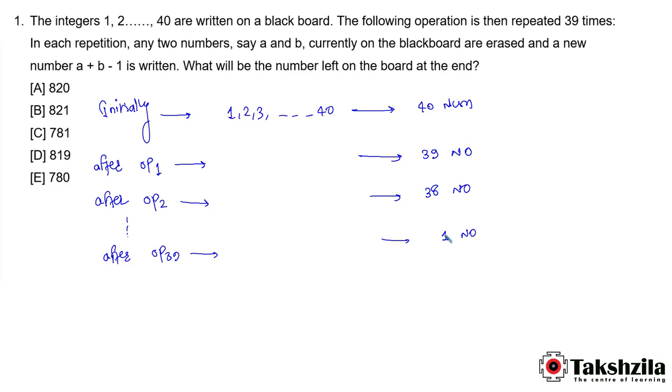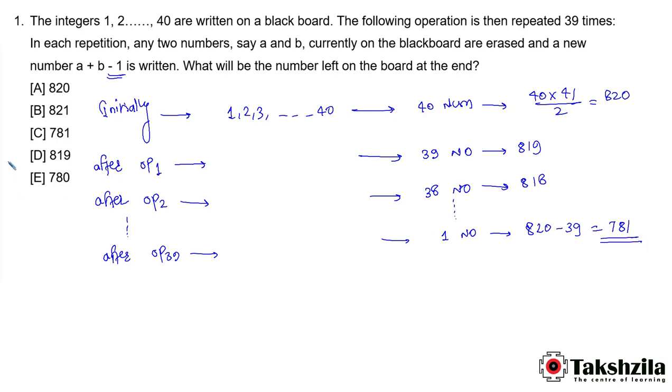So over here we are removing a and b and we are replacing that with a plus b minus 1. Means in every operation the sum will decrease by 1. So initially the sum of these 40 numbers is 40 into 41 divided by 2, that is equal to 820. In each operation the sum of all terms will decrease by 1. So after operation 1 this sum 820 will become 819. After operation 2 this sum 819 will become 818. And so on. And after operation 39 the sum will become 820 minus 39, and the subtraction is equal to 781.